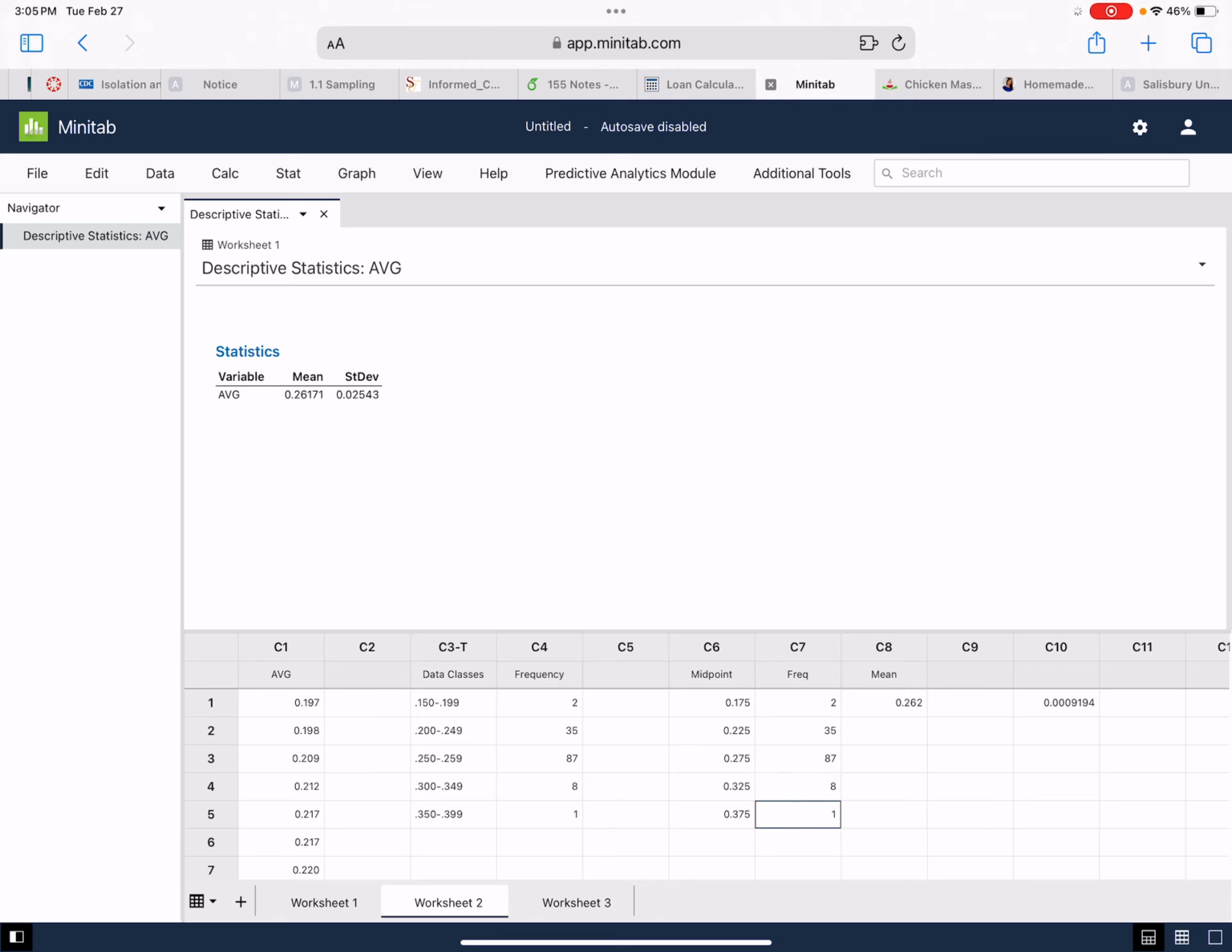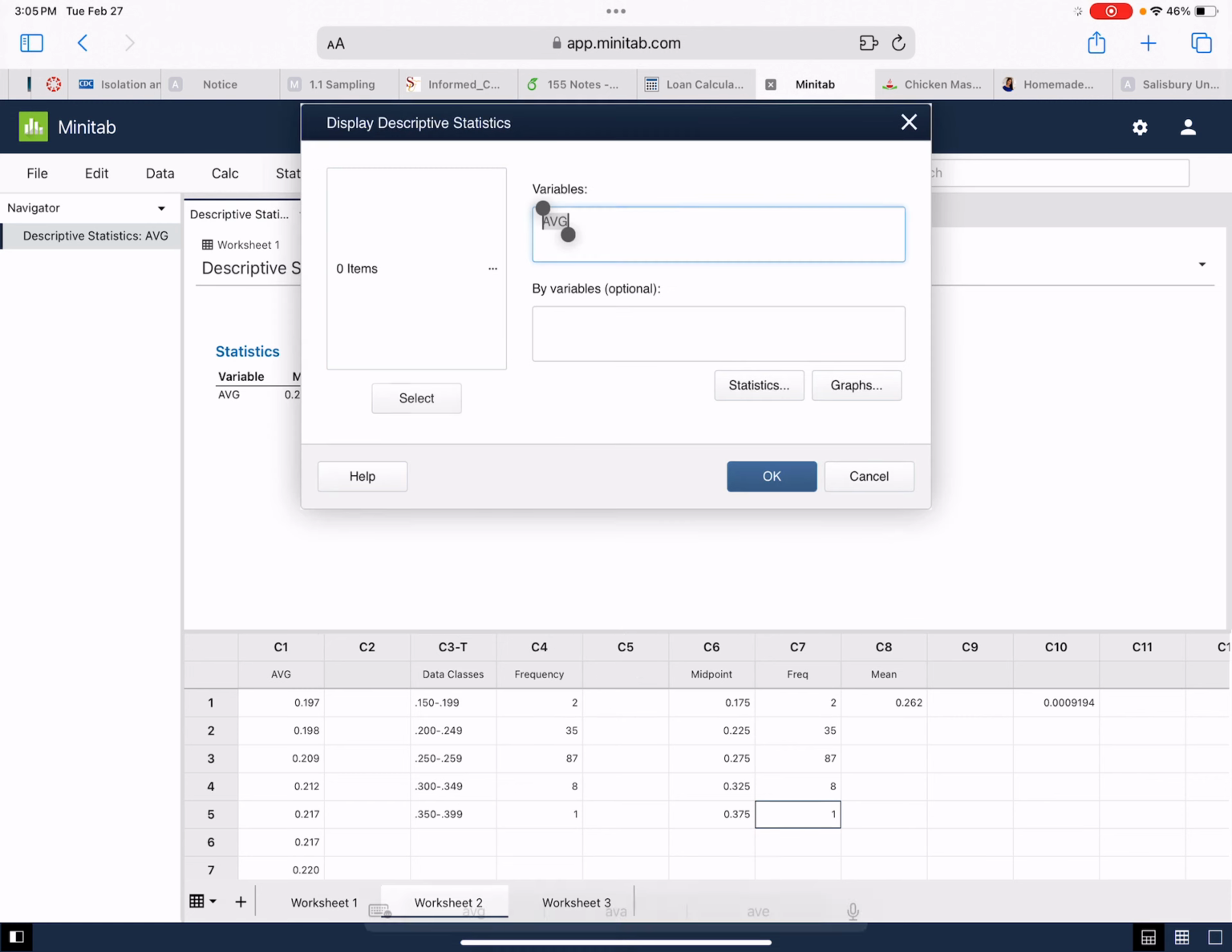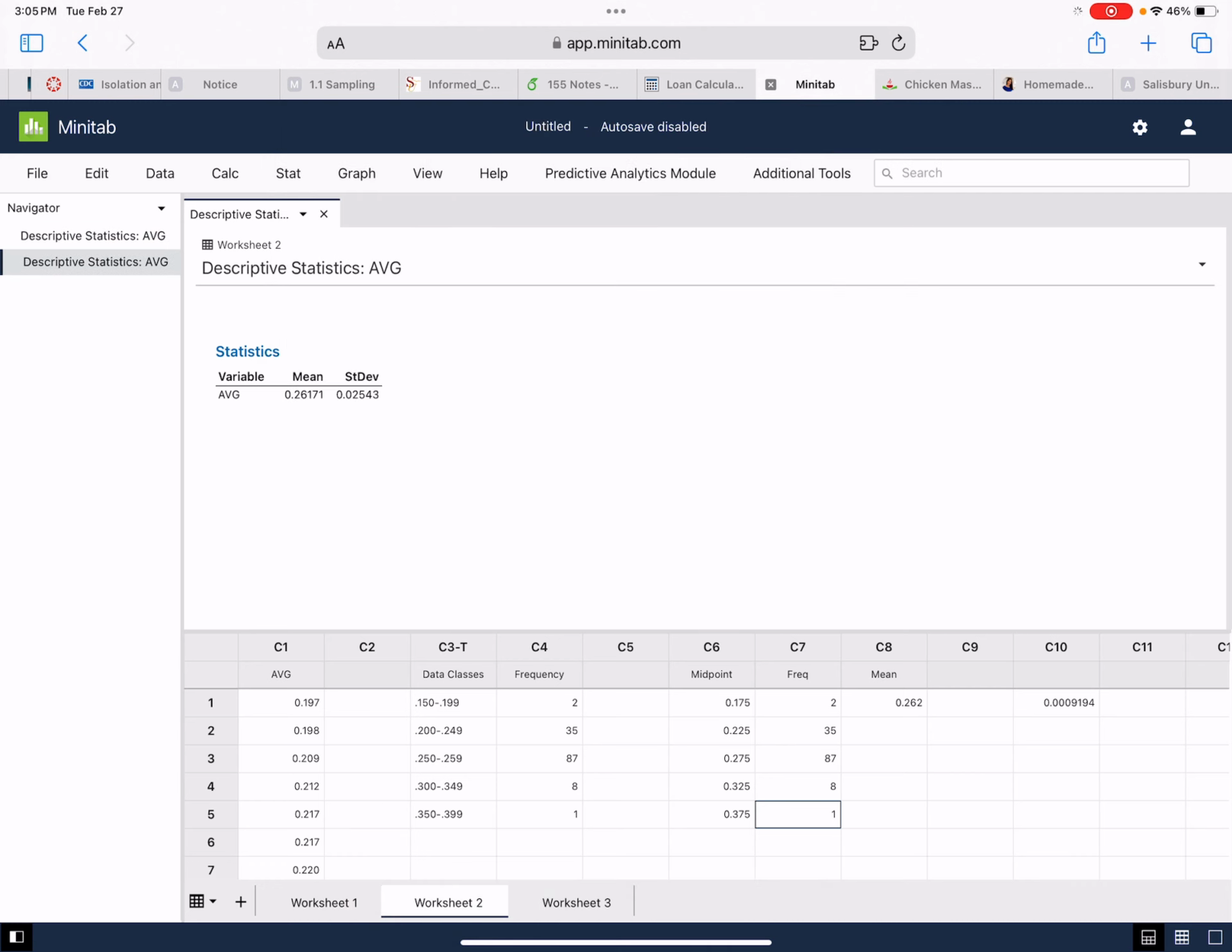Also, I used Minitab. I went to stat, basic statistics, display descriptive statistics for average, and I displayed the mean and standard deviation, right? So that's how we got those numbers. Ignore this number to the side. That's a little calculation error.